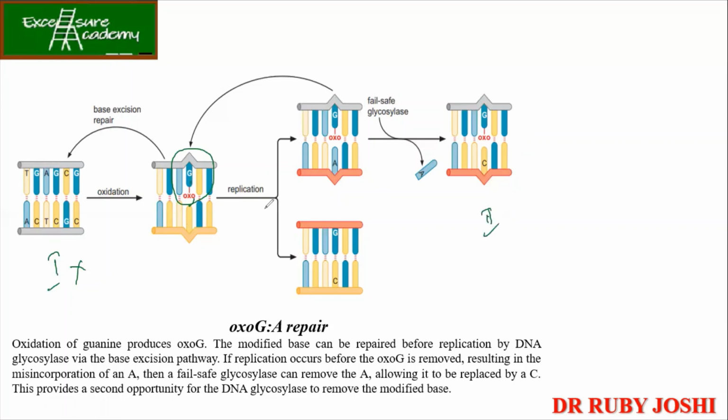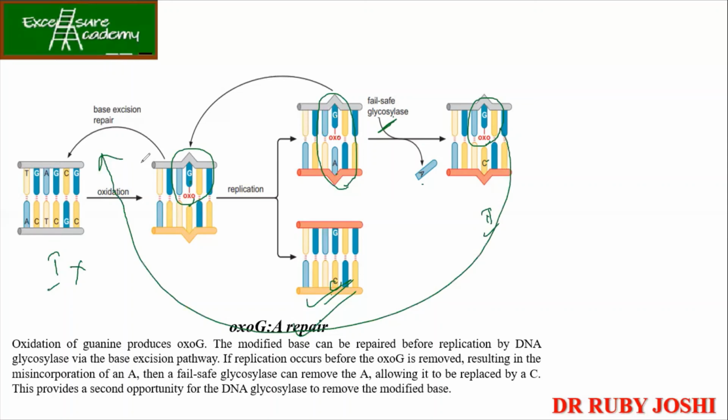So what will happen in the replication here? You are going to have GC normal. This is normal. Here the G-oxo is going to replicate. It is going to base pair with the A. Okay. Now this base pairing will be recognized by the fail-safe glycosylase. This is the name of the enzyme, and this is going to remove A and insert C back, still keeping the G-oxo, which will later be repaired again with the help of the base excision method. Clear? Is it clear?